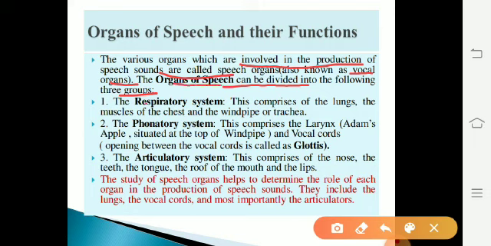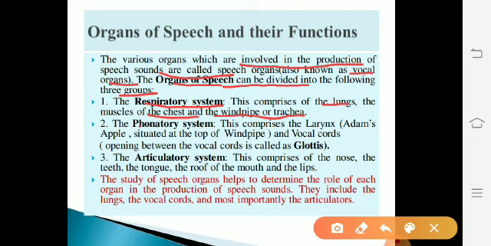The first is the respiratory system. We have already talked about the respiratory system. This comprises the lungs, the muscles of the chest, and the windpipe or the trachea. It is the expiratory lung air, that is the air that we breathe out, that is the basis for the articulation of most speech sounds, and for this purpose we make use of aggressive pulmonic airstream mechanism.